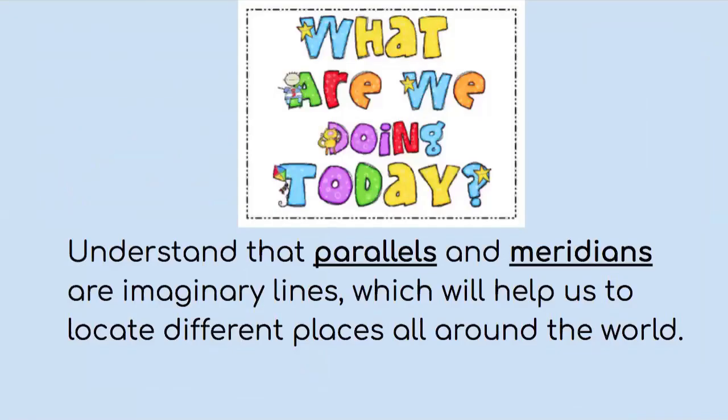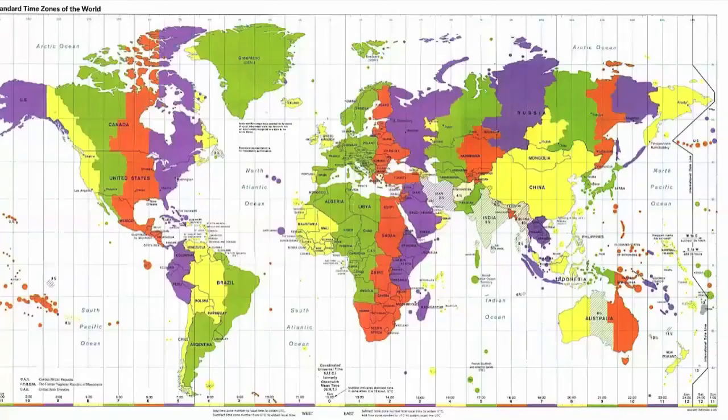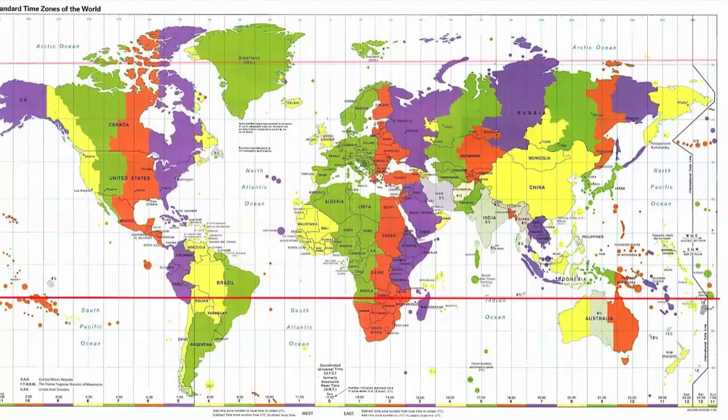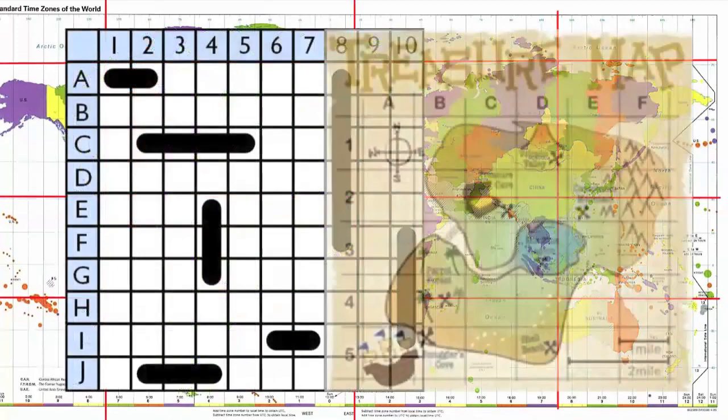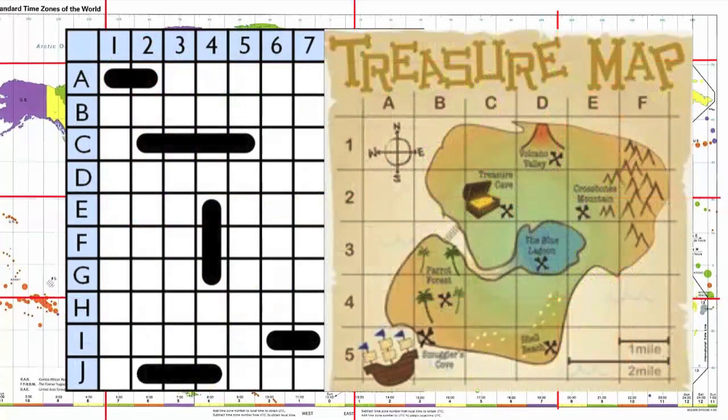During this lesson, we will be learning about two specific imaginary lines humans have created to help them locate more specific places on maps. What are we learning today? To understand that parallels and meridians are imaginary lines which will help us to locate different places all around the world. These imaginary lines are called parallels and meridians, and they make maps look just like a grid, just like the treasure hunt and battleship grids we just talked about. They help us to locate different places all around the world.